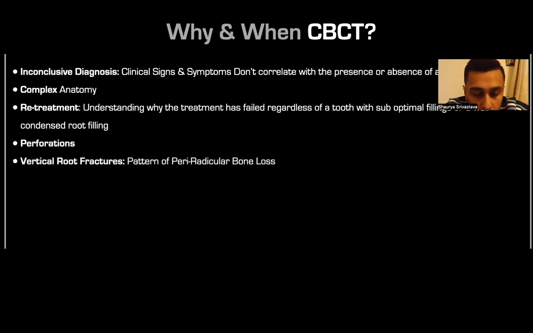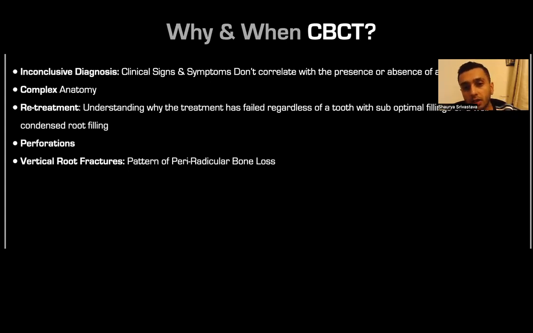Vertical root fractures. How we detect vertical root fractures on a CBCT is based on the pattern of periradicular bone loss. If anybody tells you that you can actually see a vertical root fracture on a CBCT, they don't know what they're talking about. Yes, you can see it in certain cases, but I can promise you this, that in most cases, you will not be able to see it, okay?